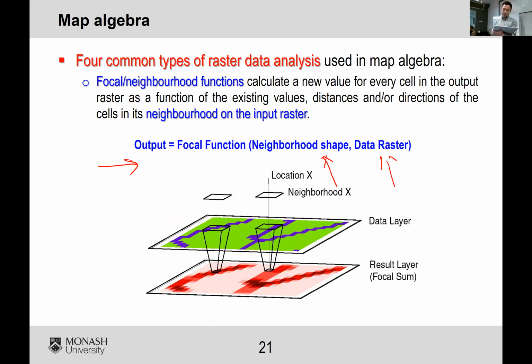So this illustration here shows you, to compute this value on the output layer, we're looking at a bigger area on the input layer. And then how we compute this value on the cell could be any operation we specify. It could be a sum of the values. It could be a mean value of all these cells in this neighborhood, or it could be the maximum or minimum value, depending on your need. Okay?